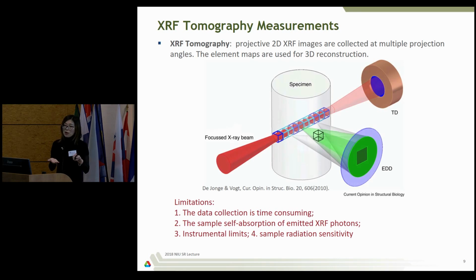There are also self-absorption issues with this technique. However, with, for example, the ESRF upgrade and later the APS-U, the X-ray intensity will be increased dramatically, so that will reduce the total data acquisition time dramatically. That's one of the advantages of the upgrade of the current synchrotron radiation facilities.